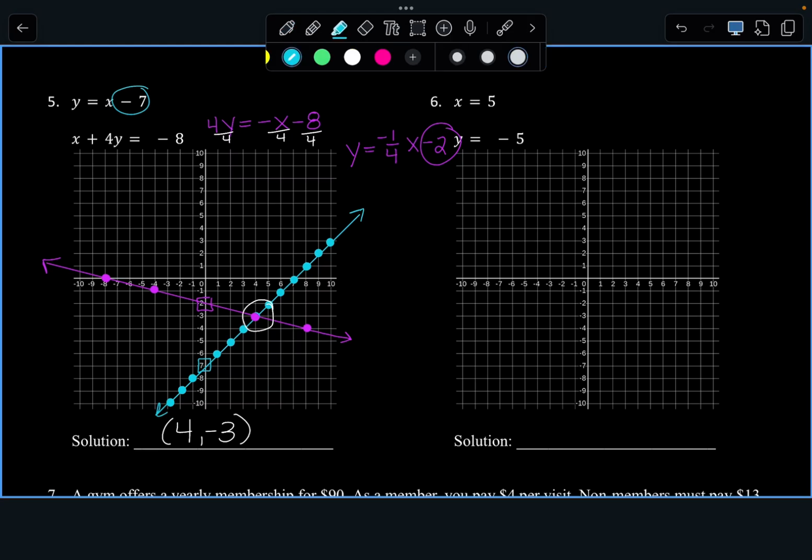Number 6. x equals 5 means that every single x value is 5. So does that mean it's horizontal? That one is actually going to be vertical. So we're going on the horizontal axis to 5, and then every single value is 5.